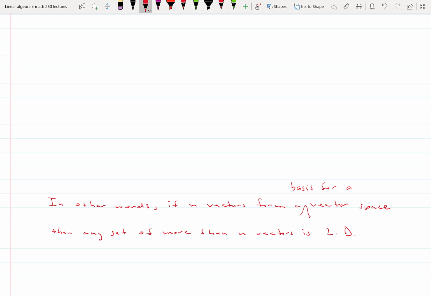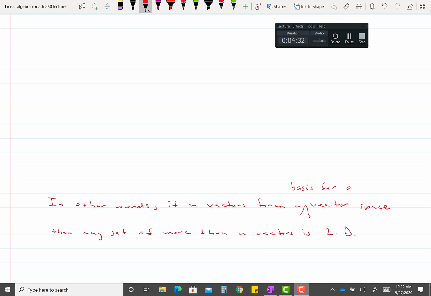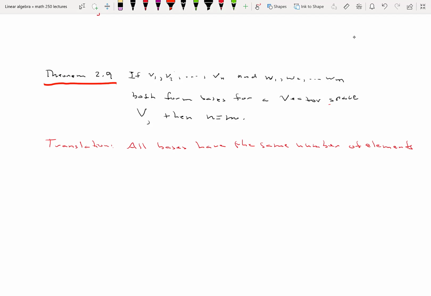We get more than this. We get something even more specific than this by way of Theorem 2.9. So here's Theorem 2.9. If V1 to Vn and W1 to Wm both form bases for a vector space V, then n must equal m. This is a much more direct statement of the lemma, I think. The translation of it is that all bases have exactly the same number of elements in them.